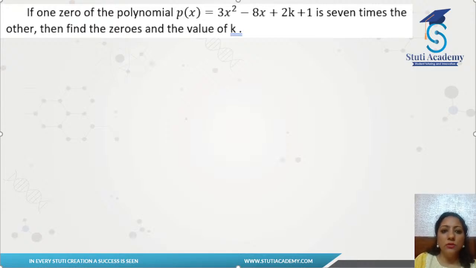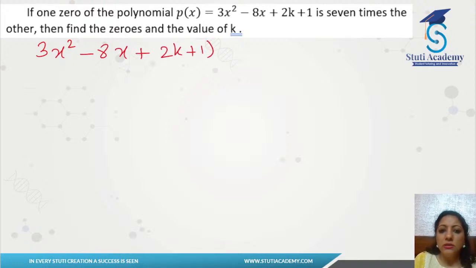If one zero of the polynomial px is 7 times the other zero, we have to find the zeros of the polynomial. Now I'm writing the polynomial again. That is 3x square minus 8x plus 2k plus 1. This 2k plus 1 is the entire constant. Okay, so can you see the slide? Yes, all right.